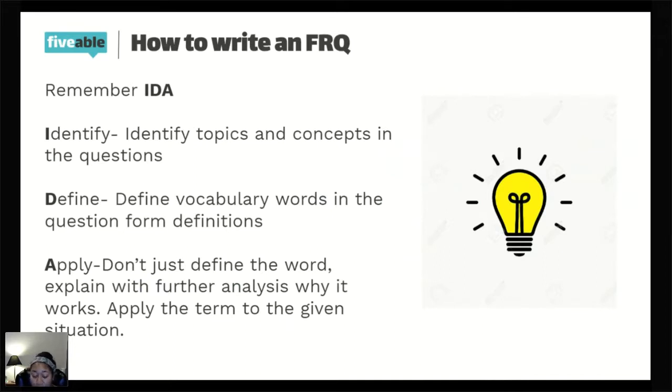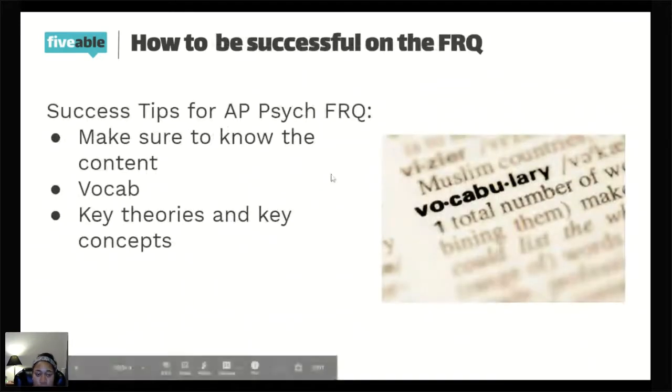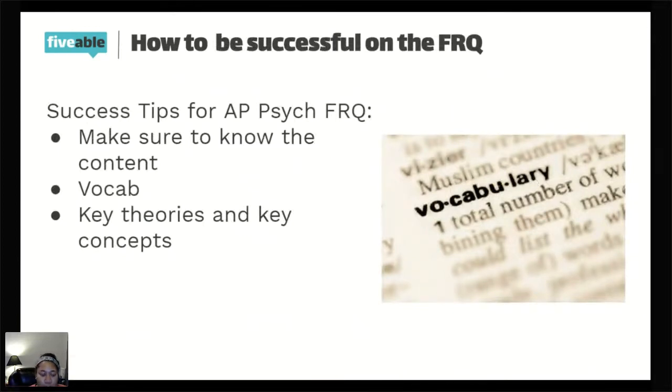Identify, define, and apply. If you follow those 3 steps when writing the FRQ for the AP Psychology exam, you will do well. Also, make sure that you define the words correctly. If you follow this, have the correct words defined, and identify the right concepts and topics, this is the perfect formula to score well on the AP Psychology FRQ. All right, so how can I be successful on the FRQ? Well, this is how you can be successful on the FRQ.